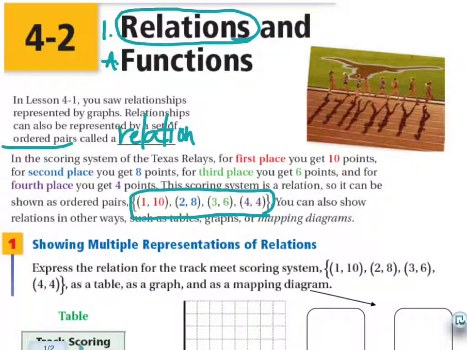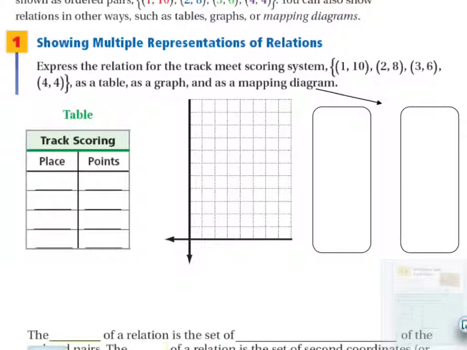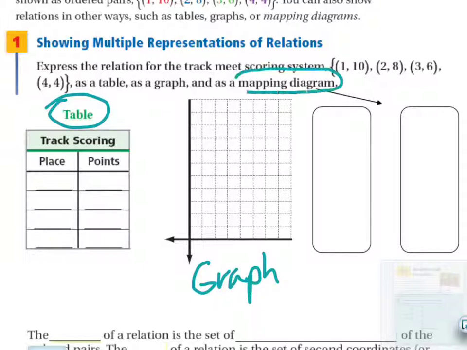Now, there's a lot of different ways that you can represent relations, and I want you guys to understand how to do those. So relations can be written as ordered pairs. A lot of times they'll be written in a table, though. A lot of times they'll be written as a graph. And other times they're going to be written in something called a mapping diagram. That may be the only one that's new for you. I'm going to write an X and a Y on top of my mapping diagram, and then we'll talk about why I did that in a minute, okay?